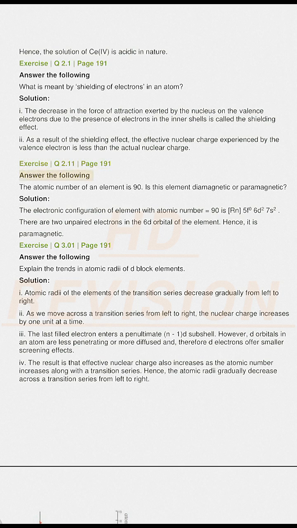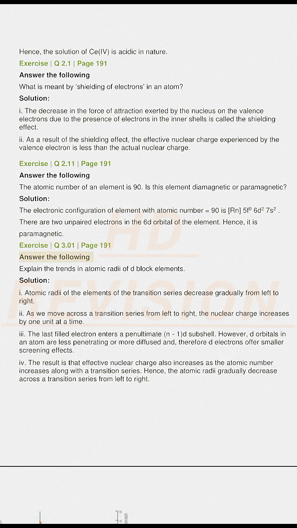Exercise Q2.11, page 191. Answer the following. The atomic number of an element is 90. Is this element diamagnetic or paramagnetic? Solution. The electronic configuration of the element with atomic number 90 is [Rn] 5f0 6d2 7s2. There are two unpaired electrons in the 6d orbital of the element. Hence, it is paramagnetic.